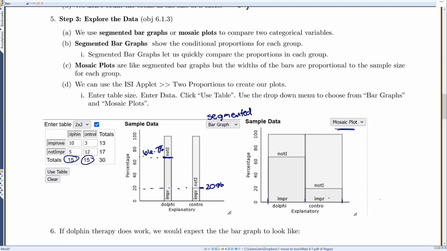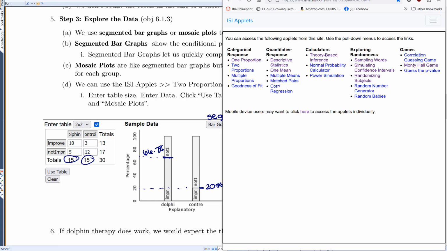Okay. It still tells us, though, that 66.7% improved in the dolphin group and 20% improved in the control group. So both show you the same thing. Mosaic plot just lets you visualize the different sizes of the different groups if they have different sizes. Let me show you how this works in the applet. When you come to the applet, you want to go to categorical and to proportions.